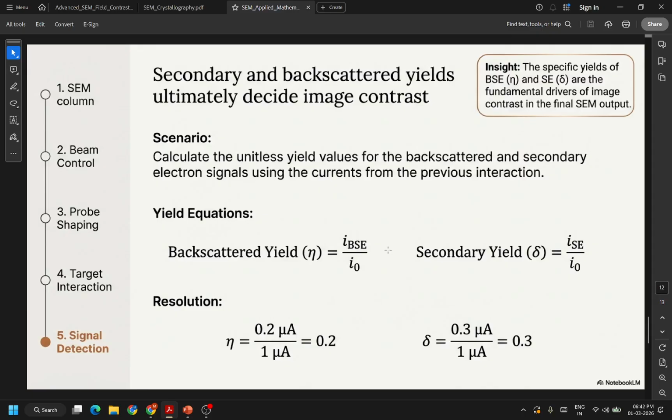So that you can see the yield equations here. So backscattered yield is given as eta equals IBSE by I0 and delta equals ISE by I0.